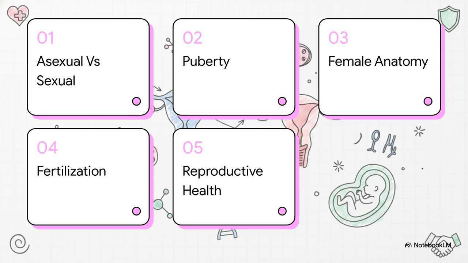Okay, here's our roadmap for today. First up, asexual versus sexual reproduction. 2. Puberty and how the body prepares. 3. Female anatomy and cycles. 4. Fertilization and pregnancy. And finally, number 5, protecting your reproductive health.